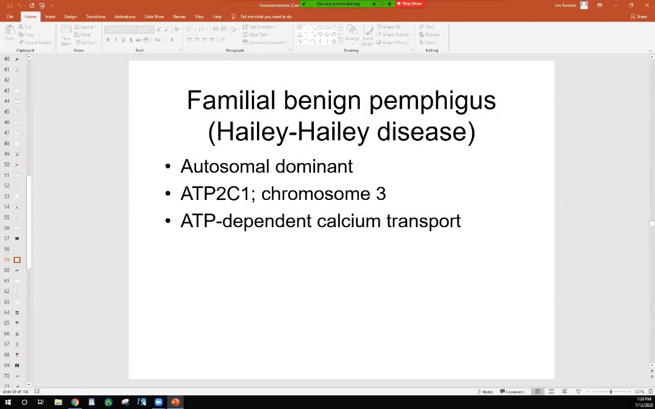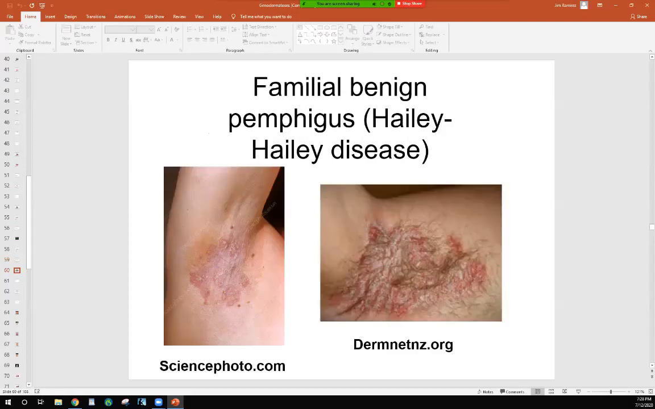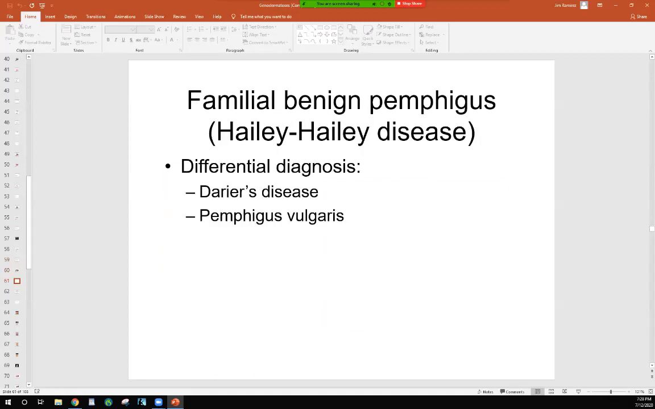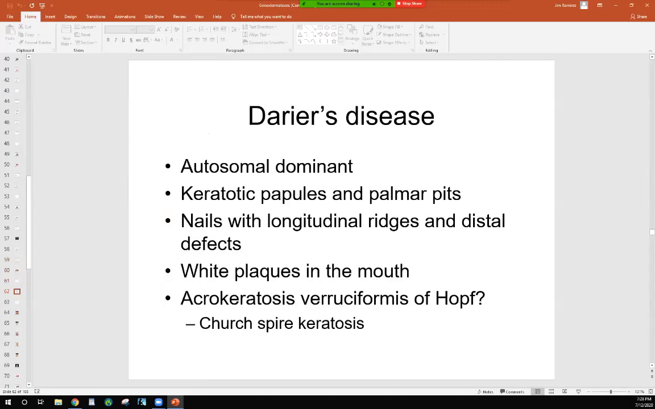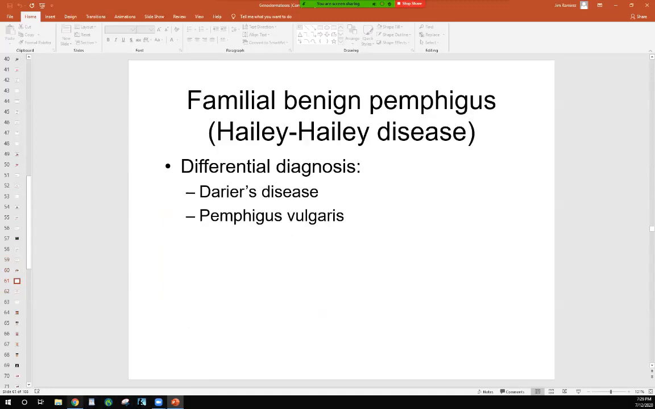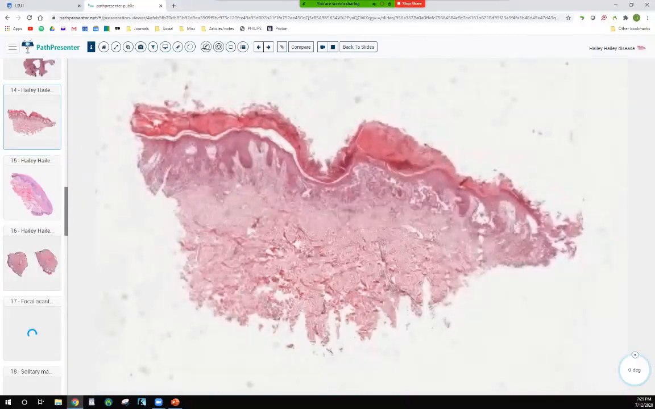This is an ATP-dependent calcium transport defect. In intertriginous areas, you get these large, flaccid bullae. And the histopathologic differential diagnosis is going to be these two things, the big ones really, Darier's and pemphigus vulgaris. Okay, so let's go to our slide here for Hailey-Hailey.